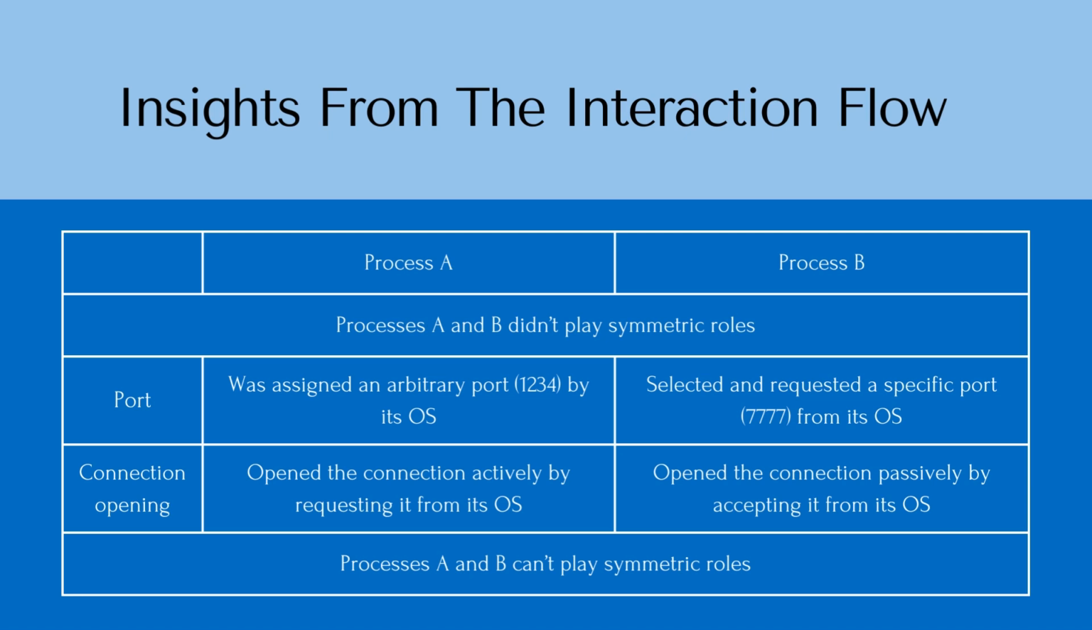Finally, notice that the two processes can't play symmetric roles because, for a connection to be established, one process should be willing to accept it, while the other should request it. In this scenario, process B acted as a server and process A as a client.